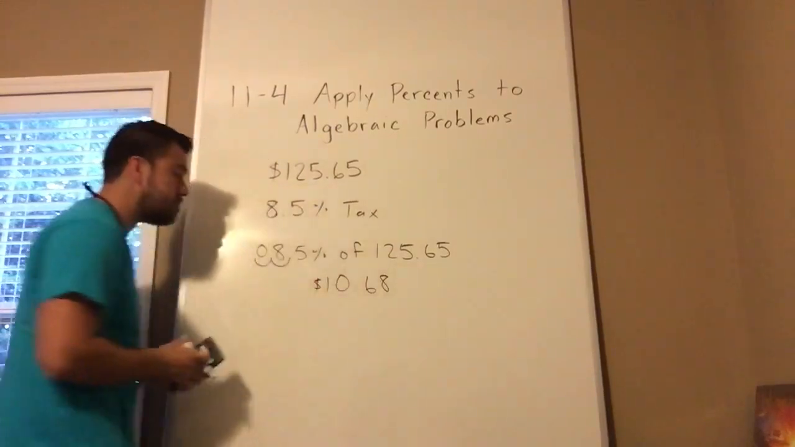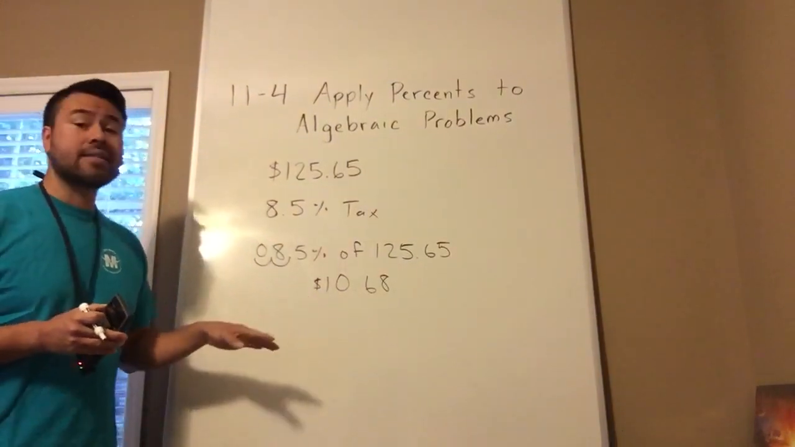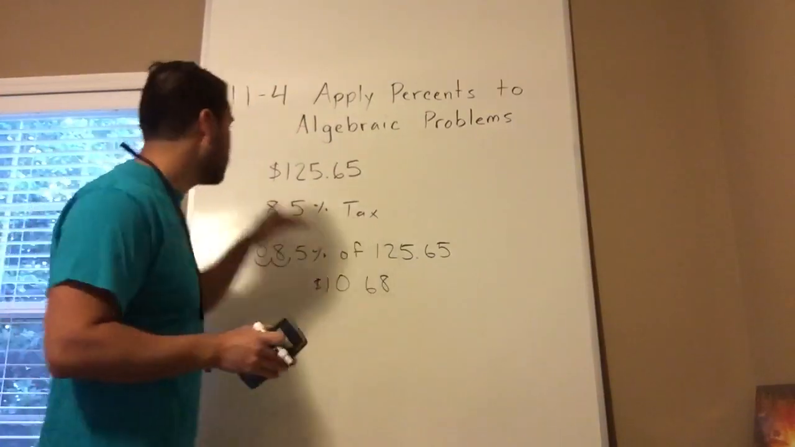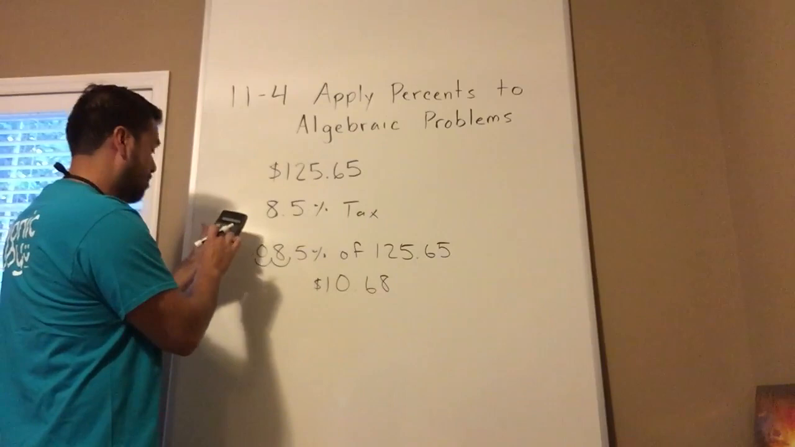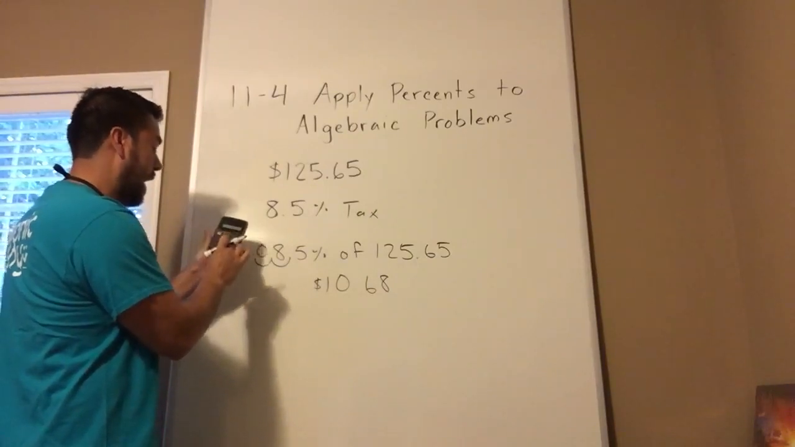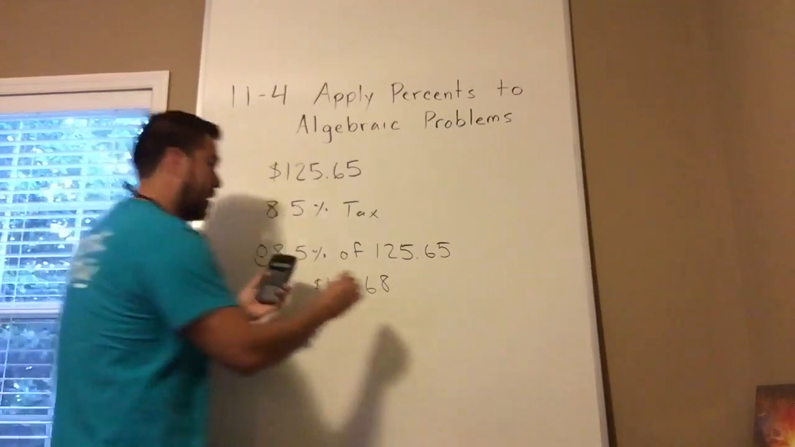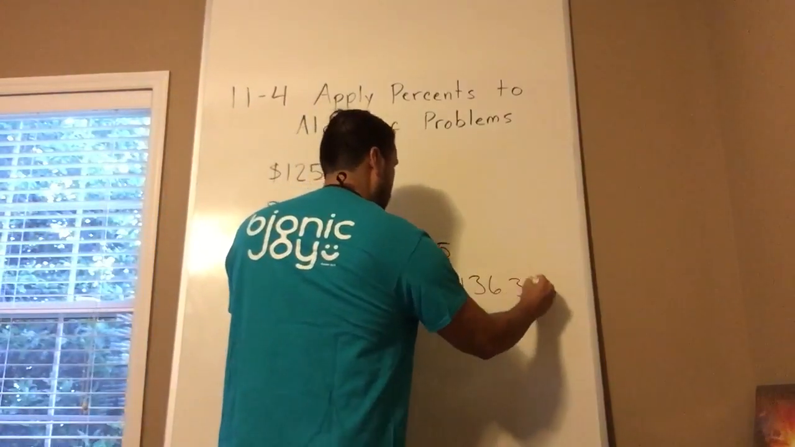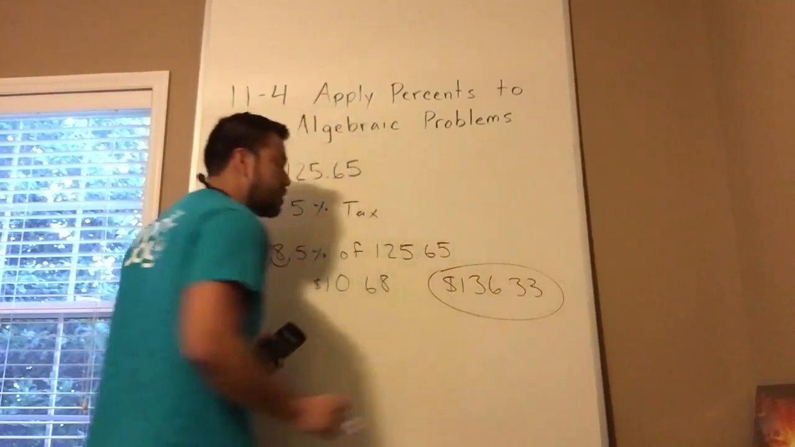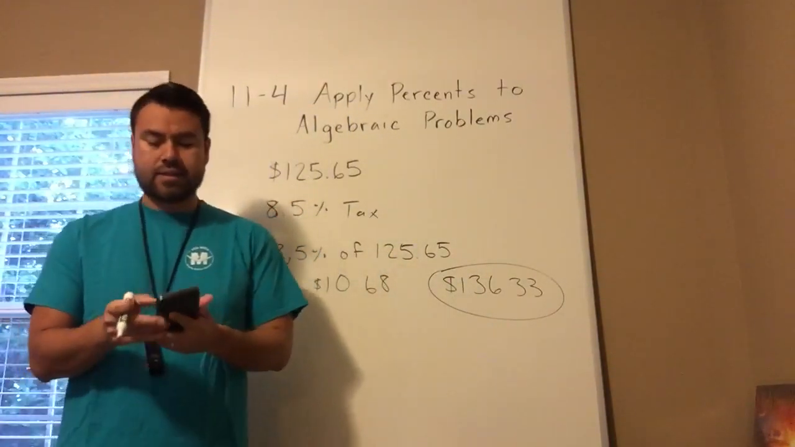And that gets me $10.68. Now that's how much money I'm going to pay in taxes, but it says find the total cost. So I'm going to take the 125.65 and then add to it the 10.68, and I should get a total of $136.33. That's how much money you're going to pay for that item if you have an 8.5% tax rate.